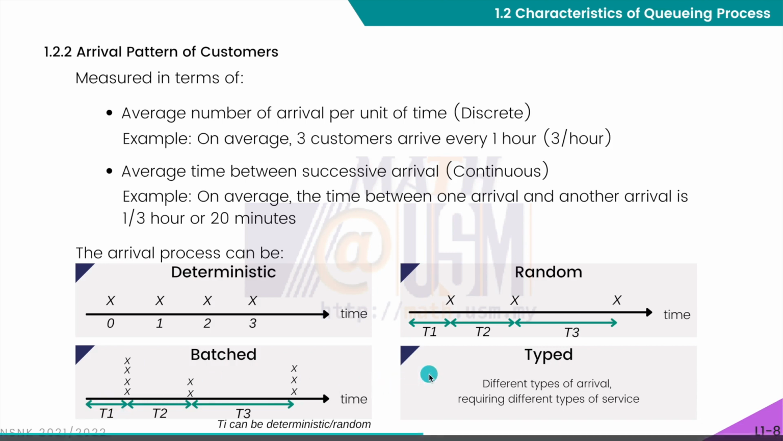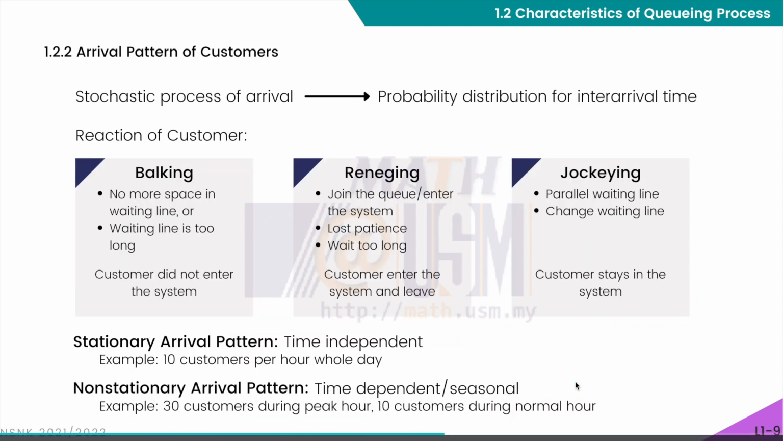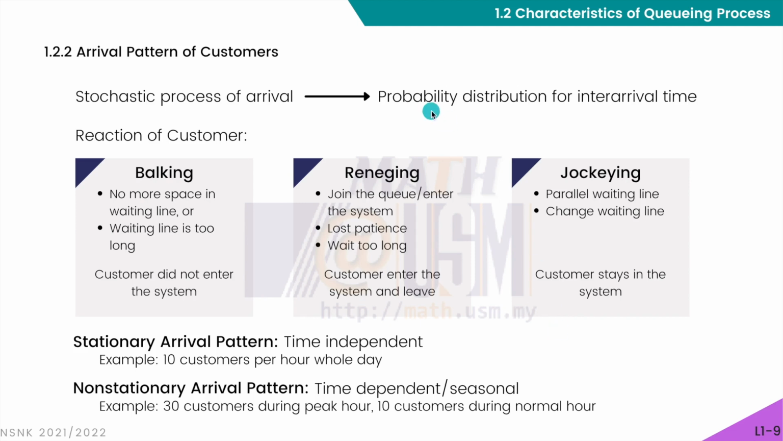Okay, so finally, the type of arrival process. The type of arrival basically means different types of arrival requiring different types of service. Usually, in queuing situations, the process of arrivals is a stochastic process. So when it is a stochastic process of arrival, it is necessary for us to know the probability distribution of the inter-arrival time, which is the time between each successive arrival.